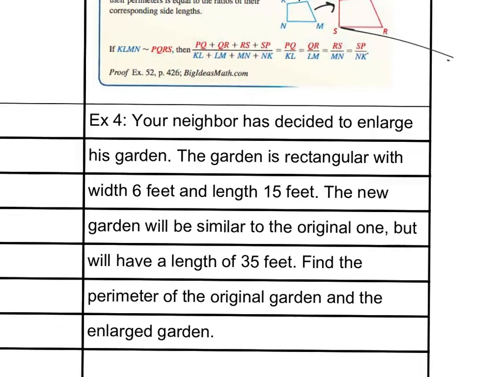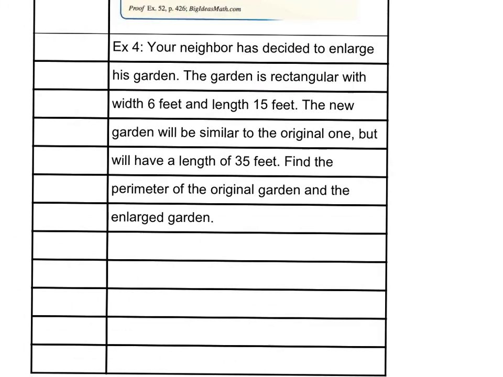So here's our example. It says your neighbor has decided to enlarge his garden. The garden is a rectangle with a width of 6 feet and a length of 15. So let's go ahead and sketch this. So 6 by 15. Okay, there's the garden. The new garden will be similar, but the length is going to be 35. So this is going to be 35 instead of 15, and they need to know the total perimeter.